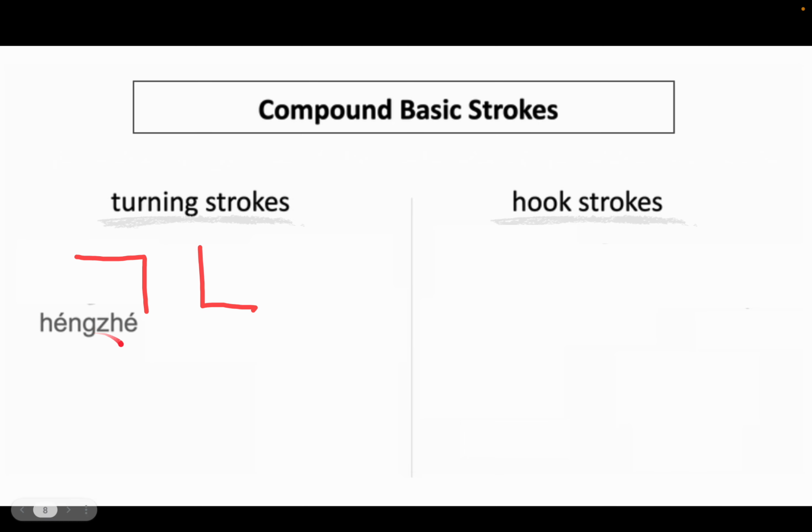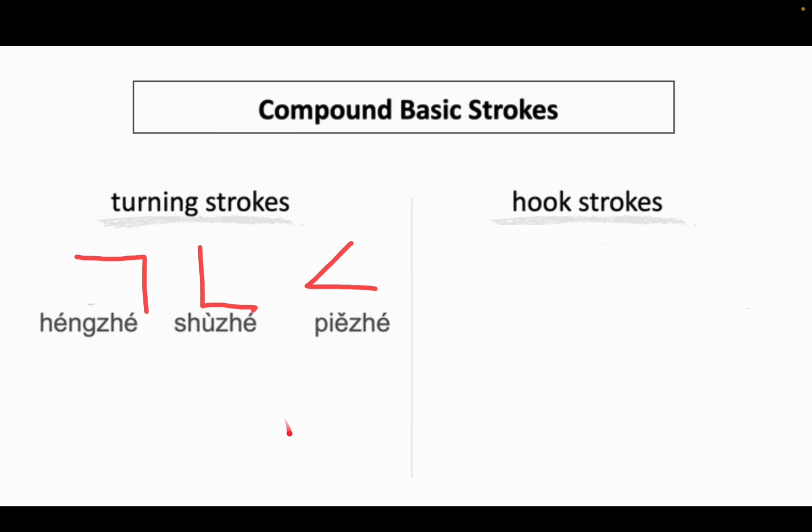Now, the first one, 横折. The second one, you got it. 对. This would be 竖折. All right. And what do you think of this one? Of course, so I roll a 撇 first and I turn in the direction. So this one is a 撇折. Notice that those compound strokes, they are in one stroke.